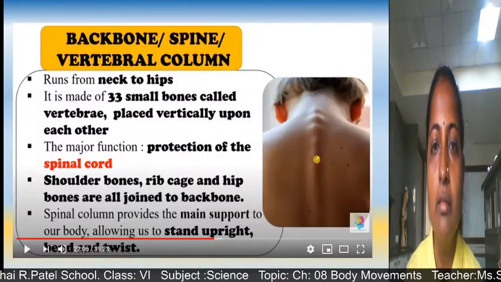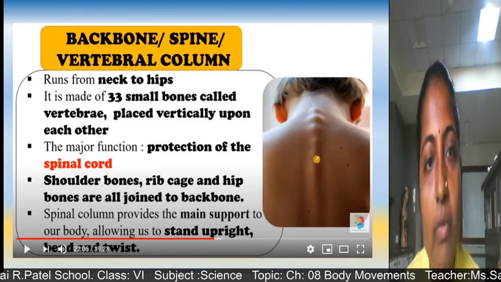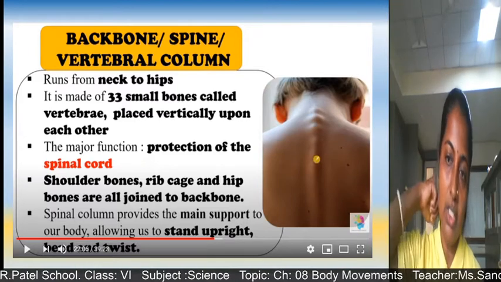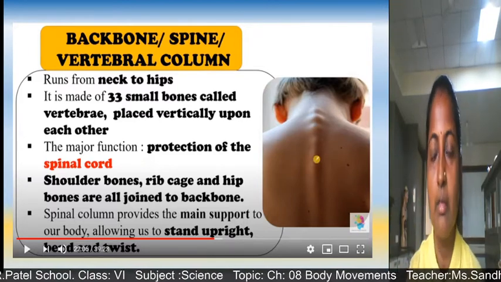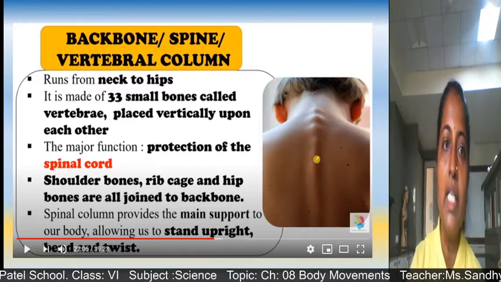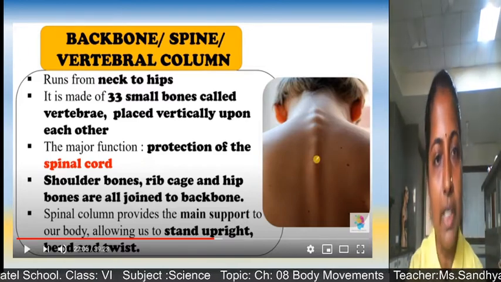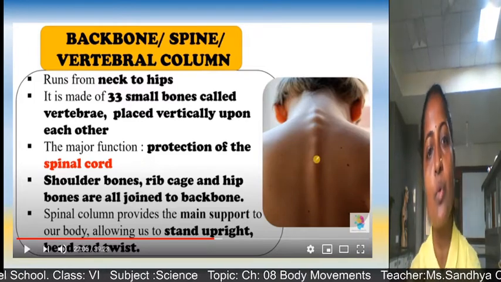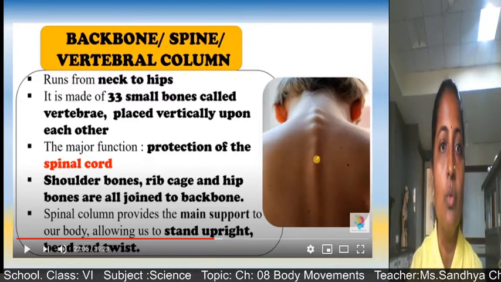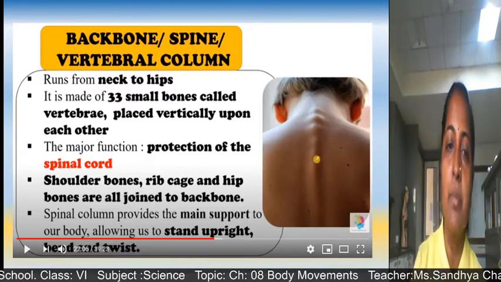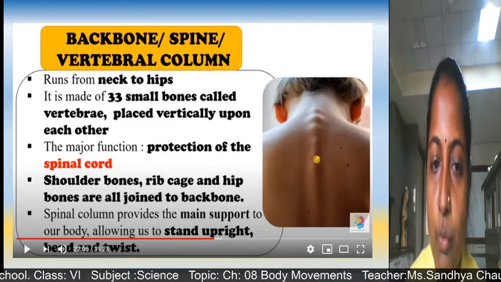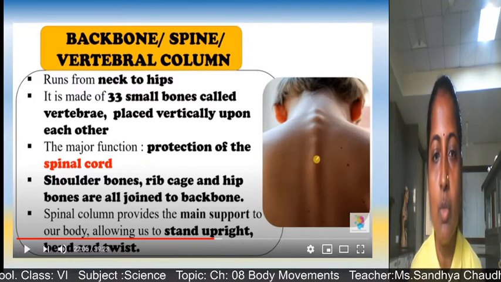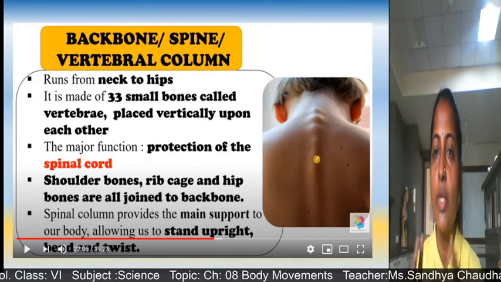As you can see here, the backbone or spine or vertebral column runs from neck to hips, means from neck region till hip region. That backbone or spinal column is there, and it is made of 33 small bones called vertebrae placed vertically upon each other, and the major function is protection of the spinal cord. So shoulder bones, rib cage, hip bones are all joined to backbone. Shoulder bones also, rib cage also, hip bones also all are joining to the backbone.